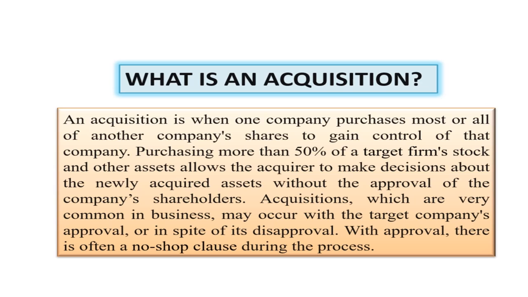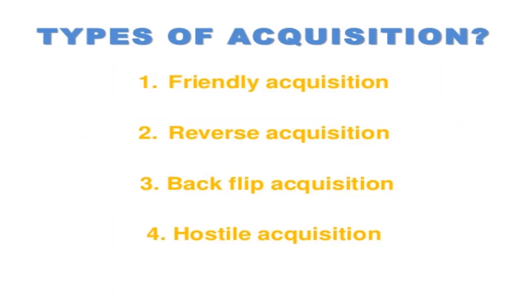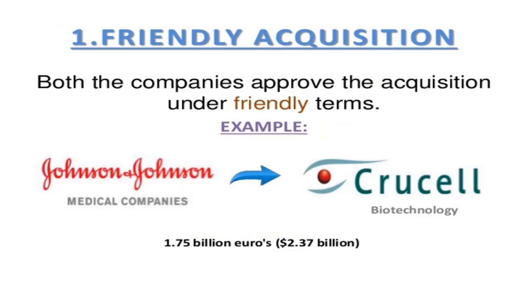Acquisitions, which are very common in business, may occur with the target company's approval or in spite of its disapproval. With approval, there is often a no-shop clause during the process. Then we see the types of acquisition. First one, friendly acquisition. Second one, reverse acquisition. Third one, back flip acquisition. Fourth one, hostile acquisition.